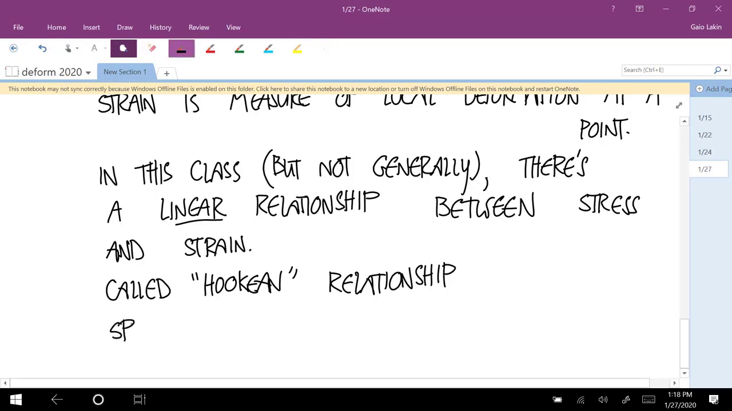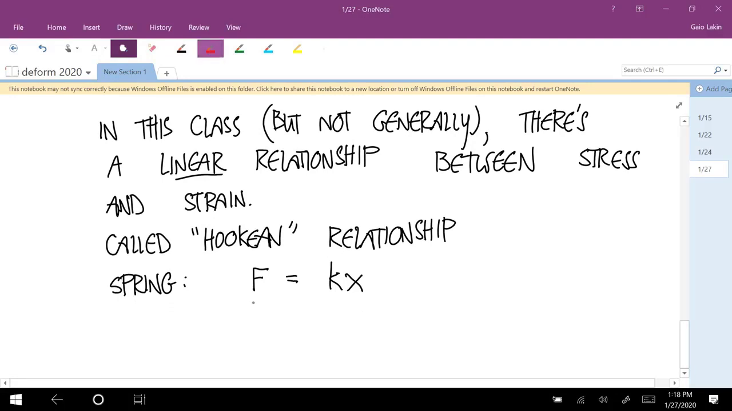So for a spring, we saw that the force applied to a body by a spring is equal to, I'm going to leave off the negative that you usually use and just write it like this, where F is a load, K is a stiffness for the spring, and X is a deformation.